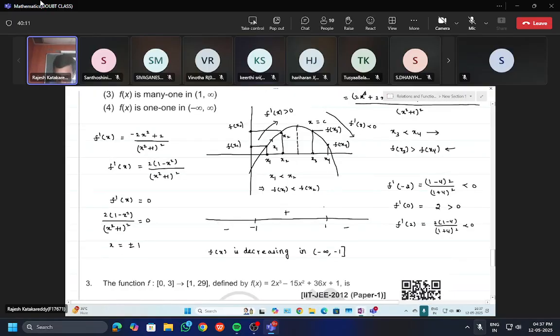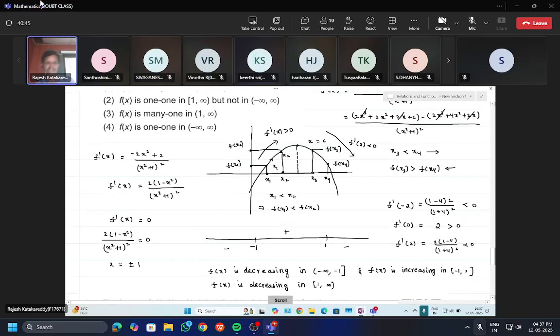Again, in next part of the conclusion, we can say f of x is increasing function in minus 1 to plus 1. That means again function can be one-one in the interval minus 1 to plus 1. The last one is f of x is decreasing function in the interval 1 to infinity, closed bracket 1, open bracket infinity, right? So now here they are saying the third option.